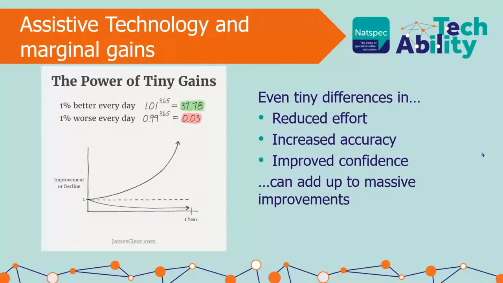So thinking back on this gains graph, this is what we've been talking about: reducing effort, increasing accuracy, improving confidence. All of these things can add up. So I picked out that one example of word prediction, and then an example of mouse use, and an example of text size and text clarity. What about if we added all those things together? I'm sure you can probably think of plenty of students who would benefit from maybe all three of those things. So how steep does that graph go up once we start adding those things together and not just having one of them?